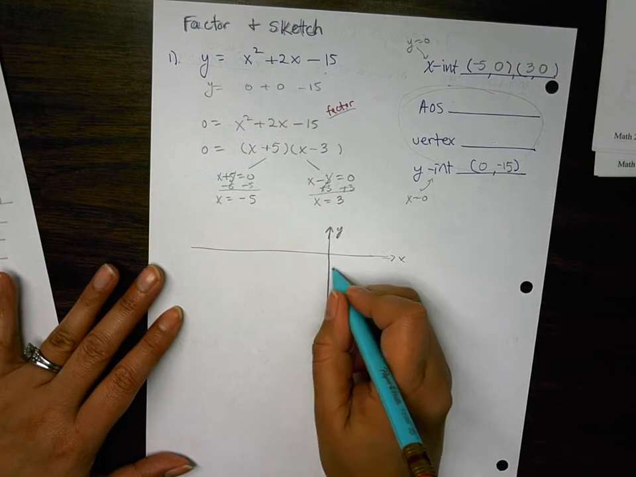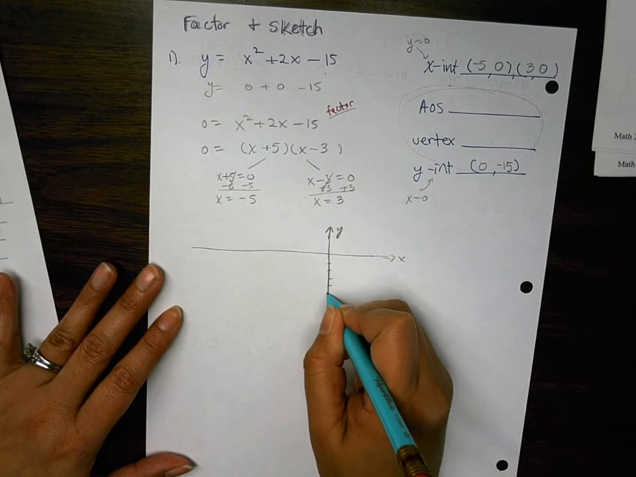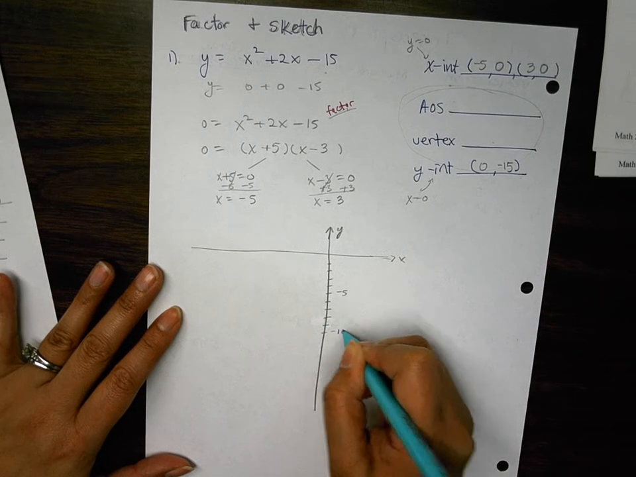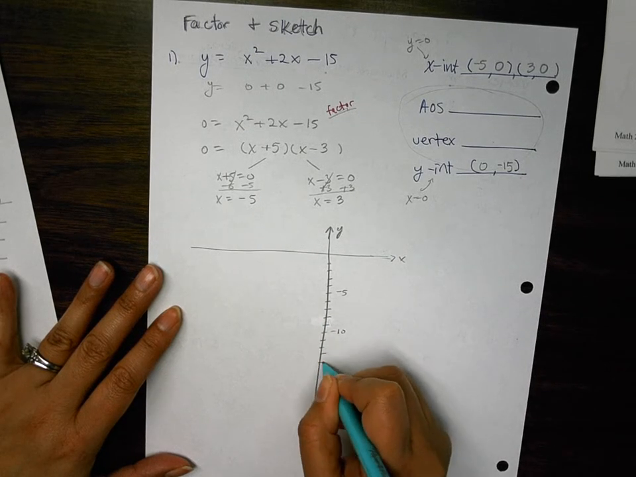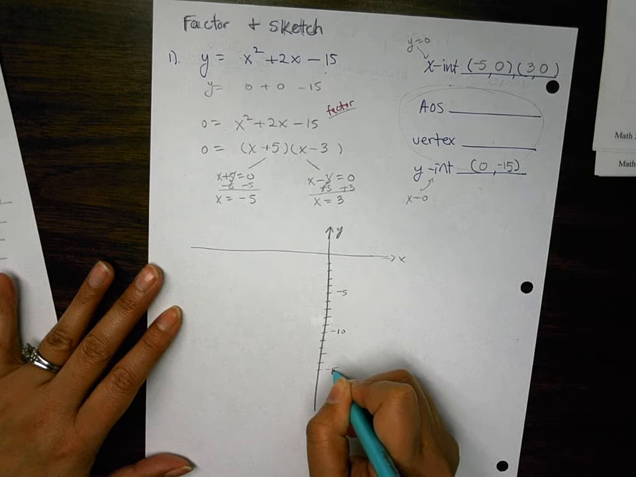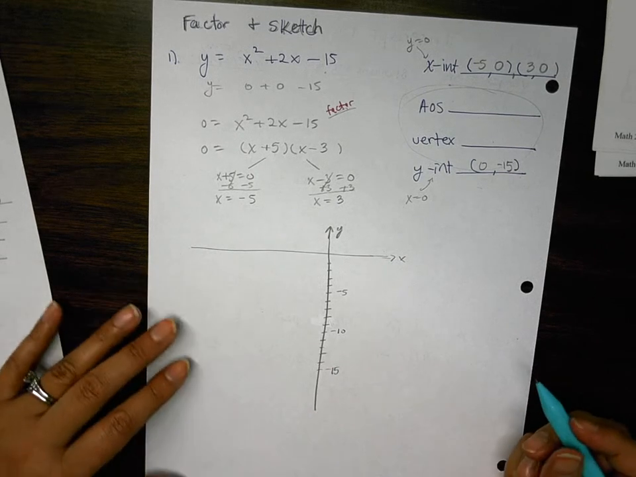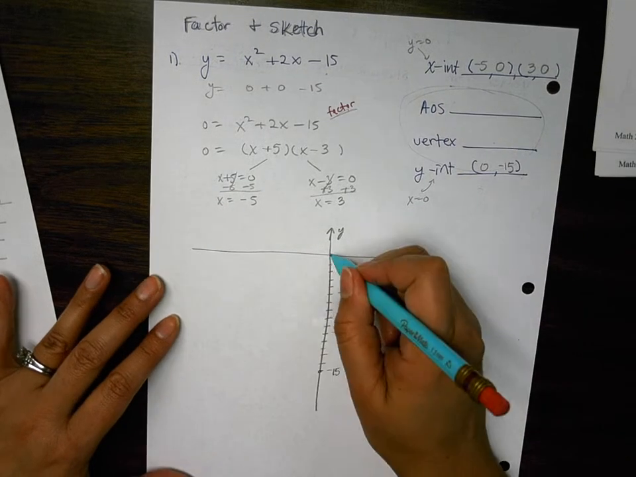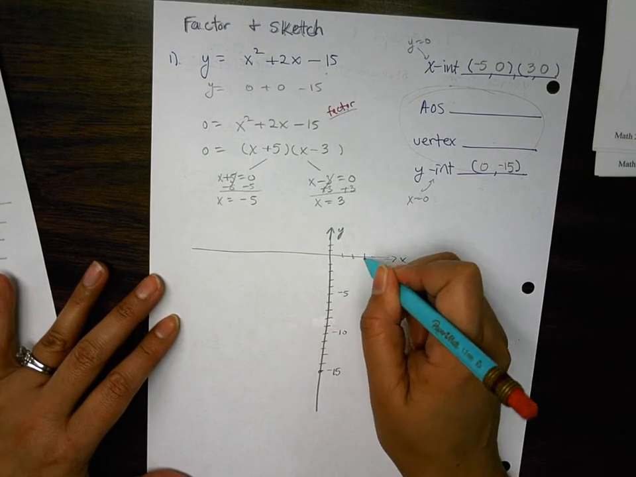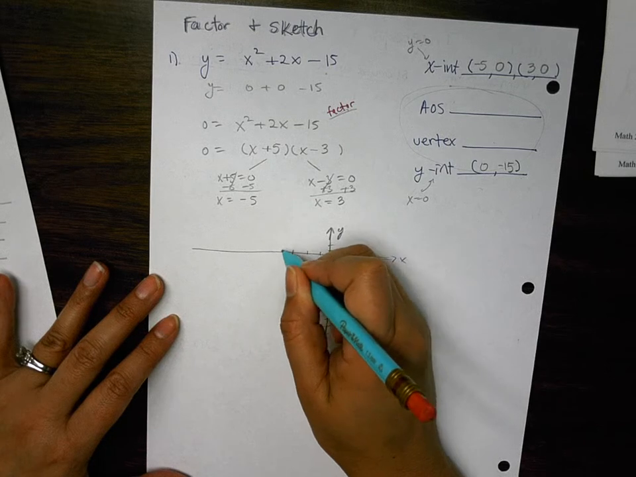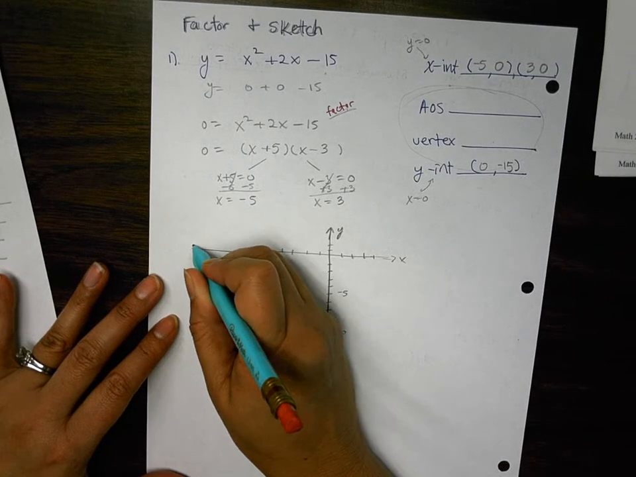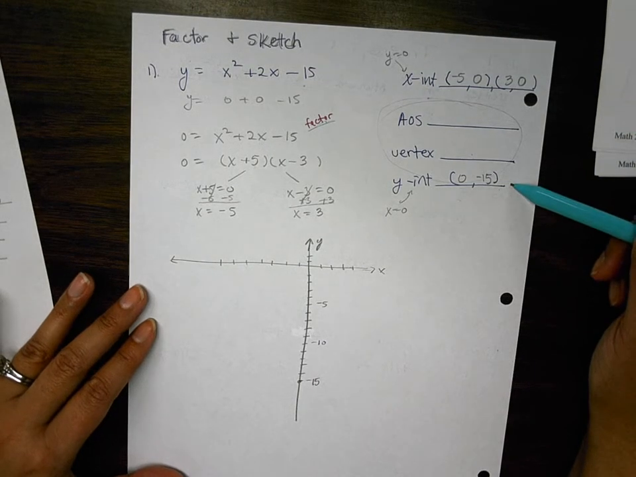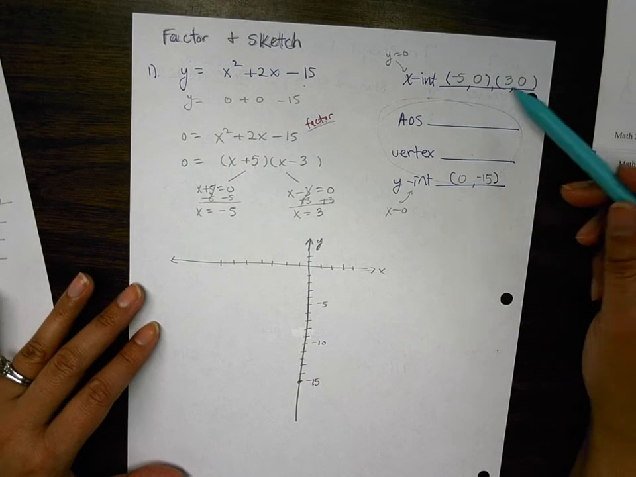And the reason I'm making it big is because I know I have a y-intercept of negative 15. 1, 2, 3, 4, 5, 6, 7, 8, 9, 10, 11, 12, 13, 14, 15. Okay. So what else? What else can I plot besides my y-intercept? Anybody know?